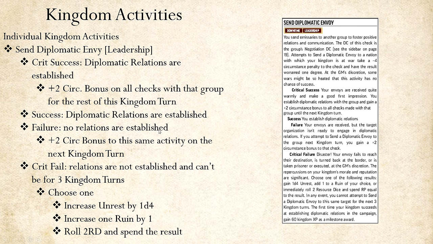On a failure, no relations are established. However, you do gain a +2 circumstance bonus on this same activity on the same group on the next kingdom turn. So, failure, yeah, it didn't work out this turn, but if you try again on the next turn with the same group, you get a +2 bonus to the check to make that happen. If you critically fail, not only are relationships not established, they can't be established with this group for 3 turns. Additionally, choose one from the following list. You increase unrest by 1d4, or increase 1 ruin by 1, or roll 2 resource dice and spend the result. Ouch.